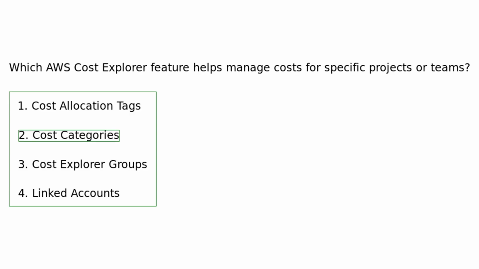Cost categories in AWS Cost Explorer allow you to create custom groupings of costs, making it easy to manage and analyze expenses for specific projects or teams.